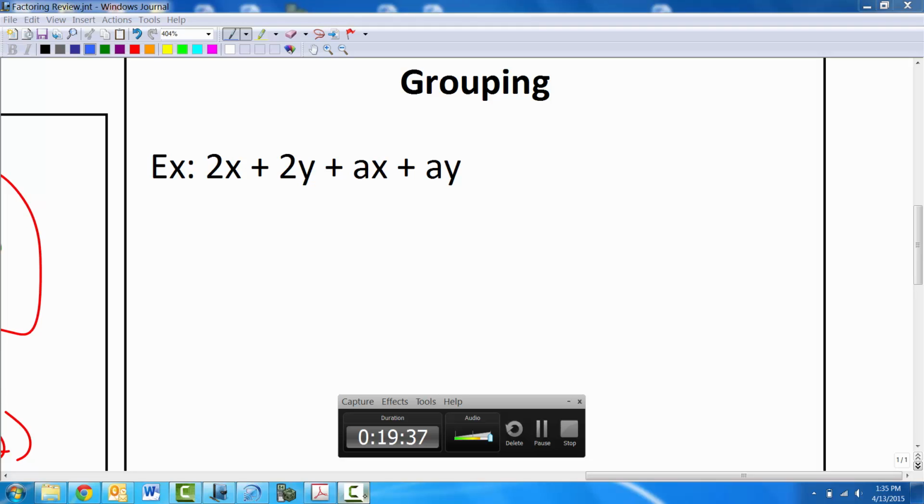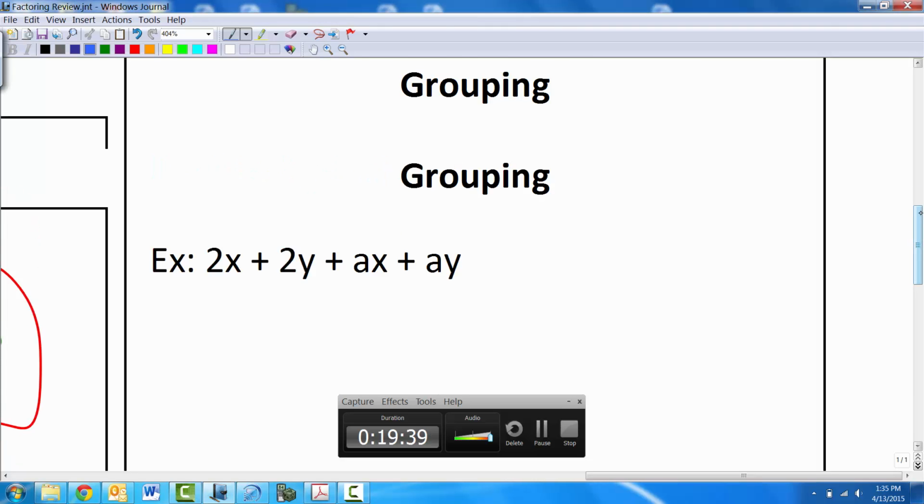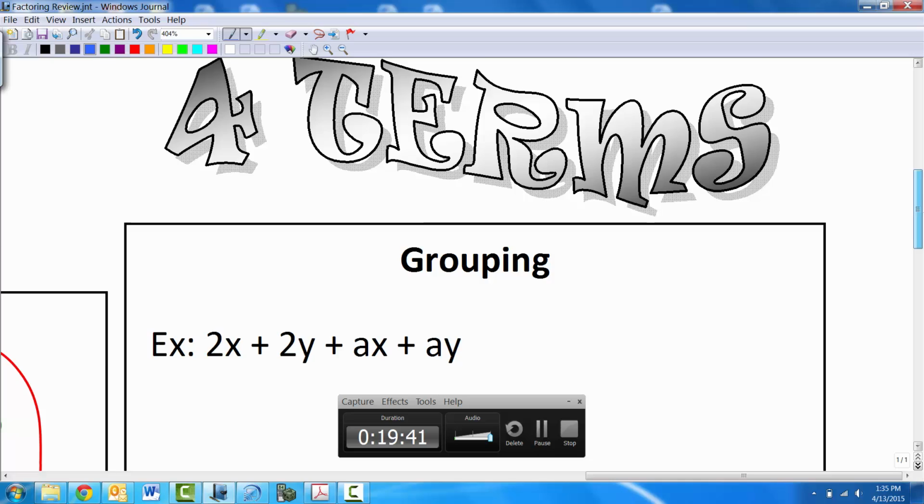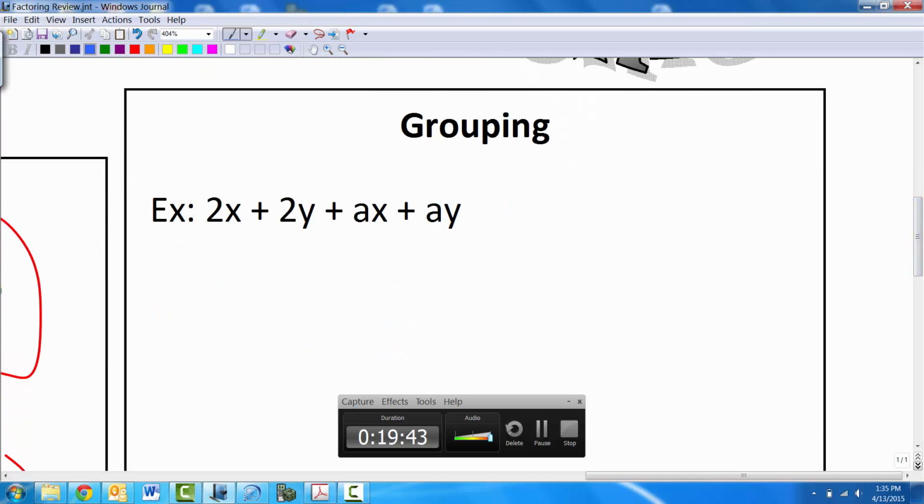All right. These stick out like a sore thumb. How many terms do you count? 4. Unless there's a big GCF, whatever. When you see 4 terms, you should automatically be trying grouping. What is grouping? You take the first 2 terms, and you group the last 2 terms, right?